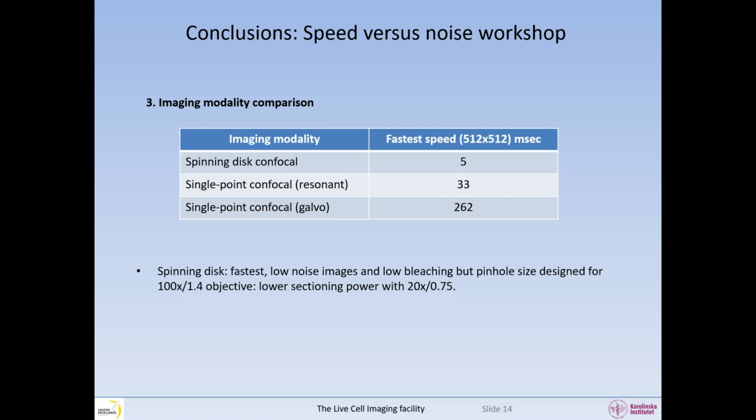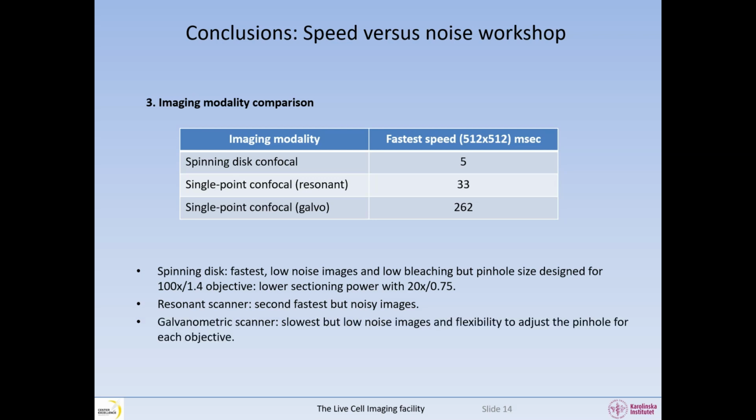So the spinning disc confocal is fastest, and we have low noise in the images, and also low bleaching. But unfortunately, the pinhole size is designed for only one objective, which in our case is a 100x 1.4 objective. And therefore, we have a lower sectioning power with the 20x 0.75 that we were using in the video. The resonance scanner is the second fastest system, but it produces noisy images. And then the galvanometric scanner is by far the slowest, but with low noise in the images and the flexibility to adjust the pinhole for each objective.